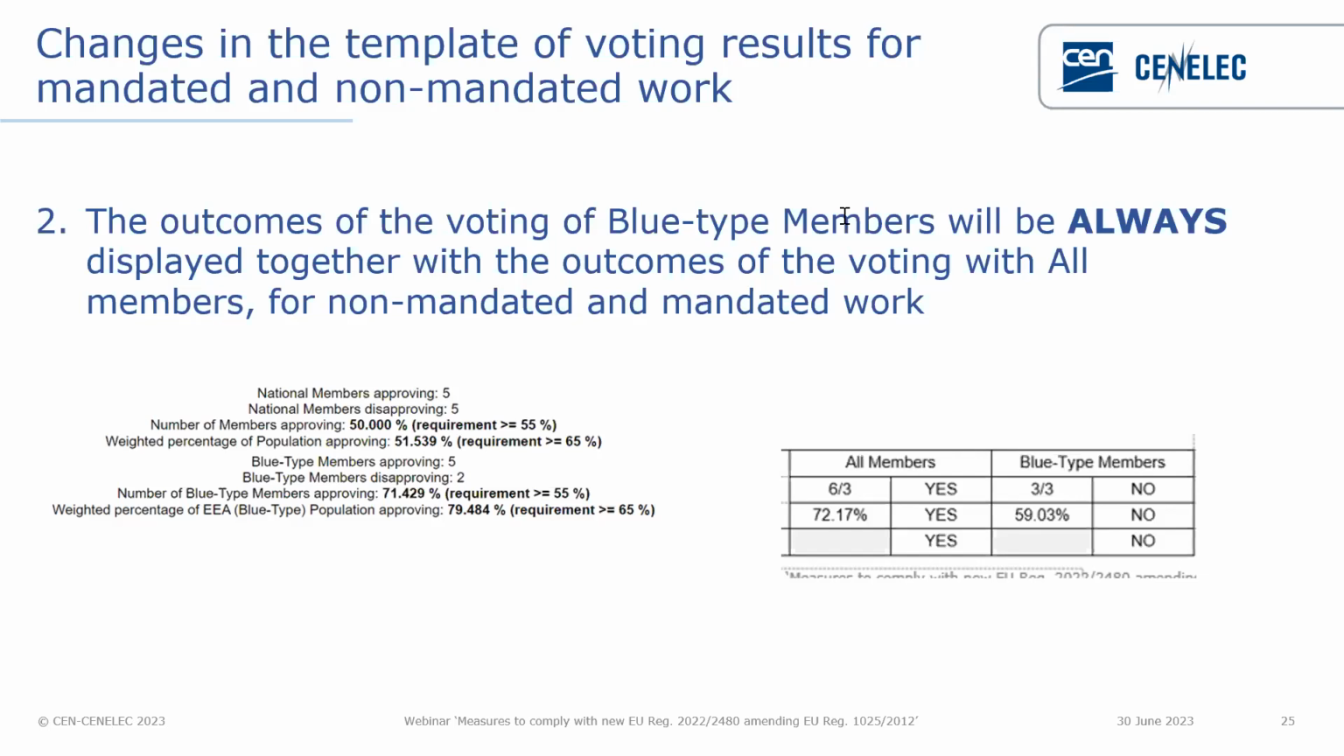So I guess also Chiara's question has been answered. I hope it's been clear. So national members are non-blue type essentially. National members are non-blue type.